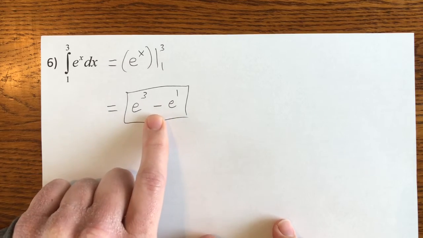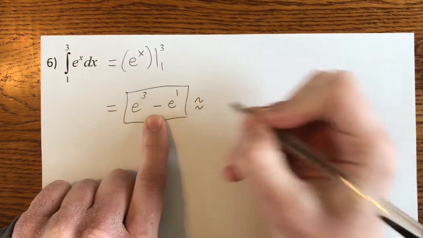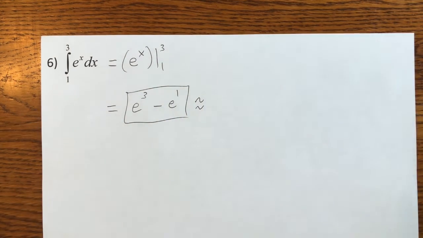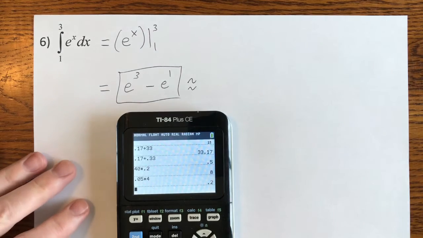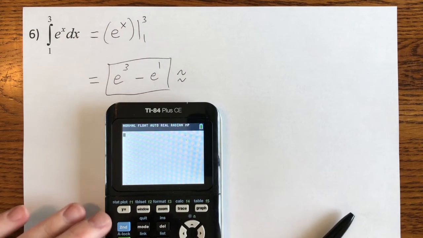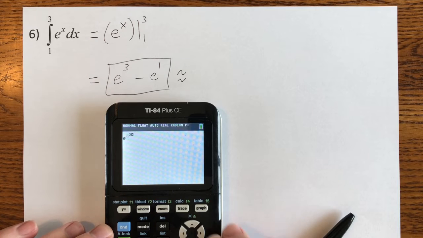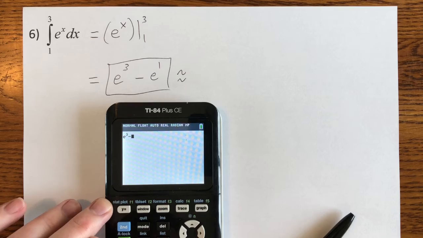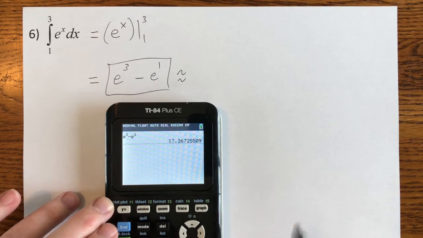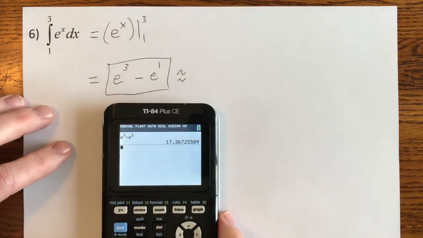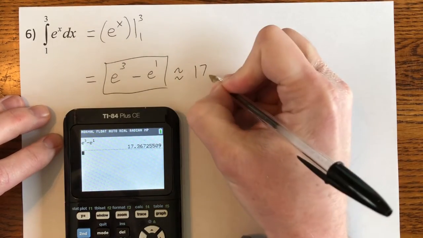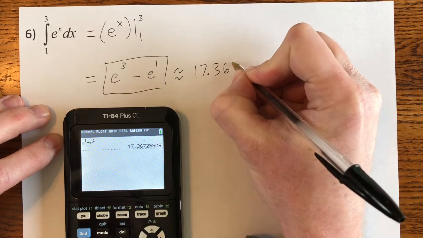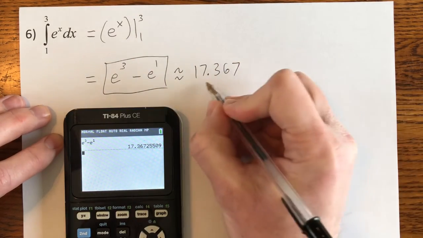This is exact. With that being said, if the directions state to round this to something, then you can get out your calculator, turn it on, and you could do what? You could do e cubed minus e to the first, and that gives us, we'll go out 3 decimal places, 17.367 approximately. This is approximate.